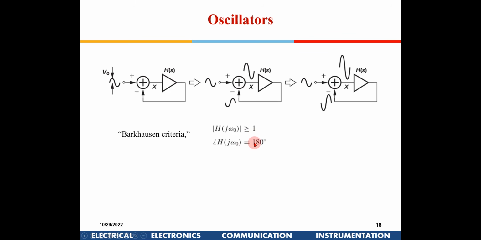So we have to target these two conditions and ensure that for our desired frequency the gain is slightly more than 1. Why am I saying slightly more than 1? Because if the gain is very high, this will keep growing at a very fast rate.